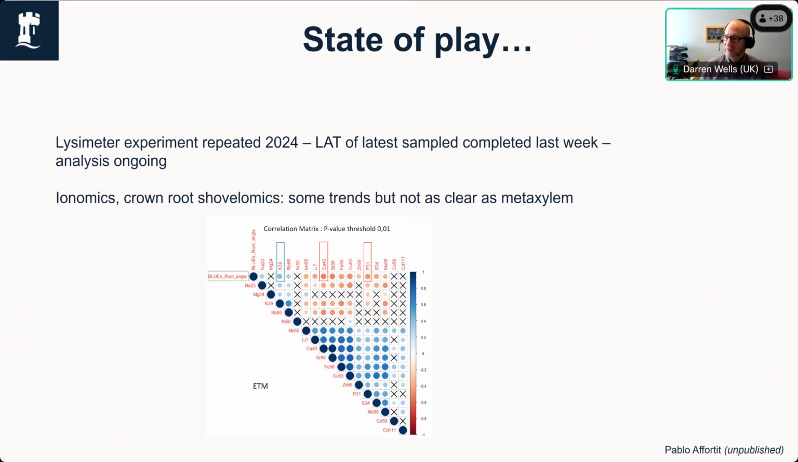The story with some of the other traits, like a lot of these when you only do 2 years of field trials instead of the 3 or 4 we'd really like to do, is that the correlations are a bit weak. There are some trends, but nothing that really jumps out.